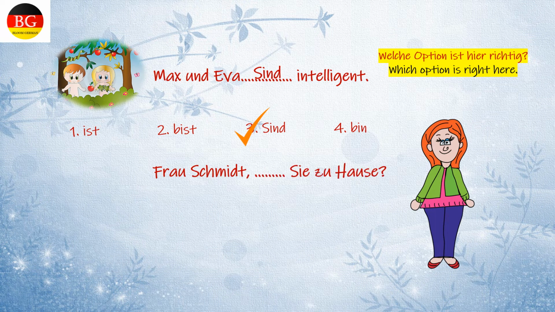Frau Schmidt, ___ Sie zu Hause? Options are seid, sind, bist or ist. Yes, you all are correct. This is a formal situation, so the answer should be sind.